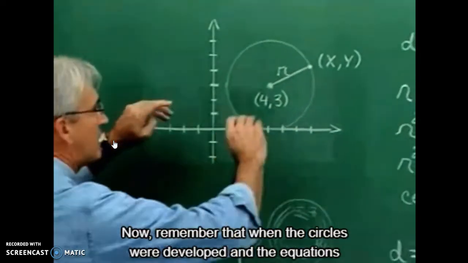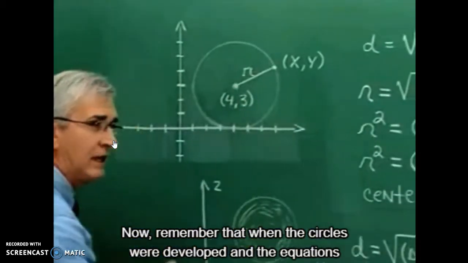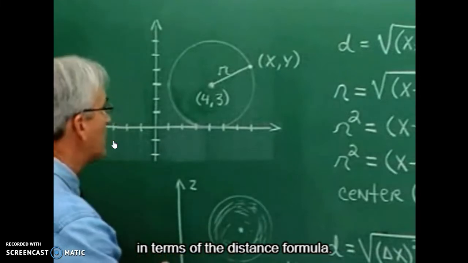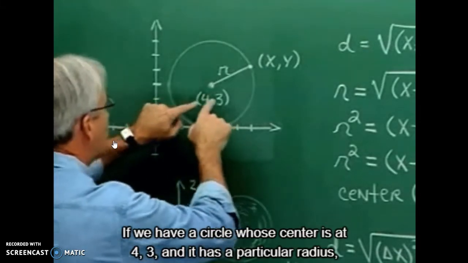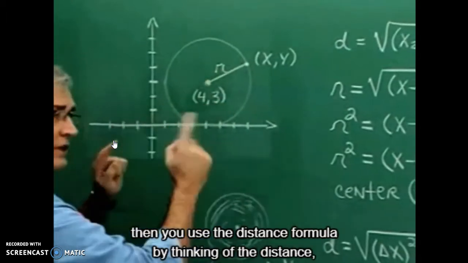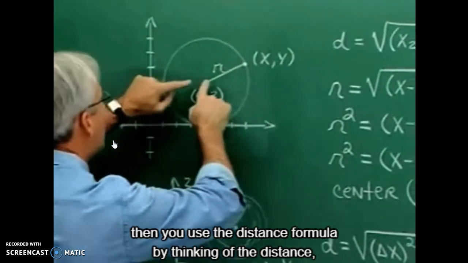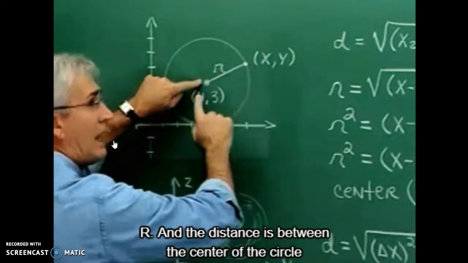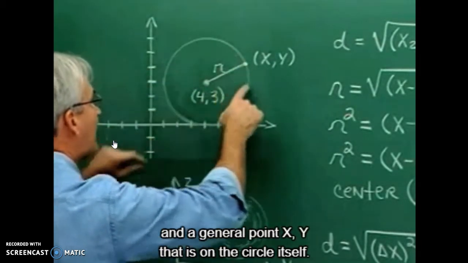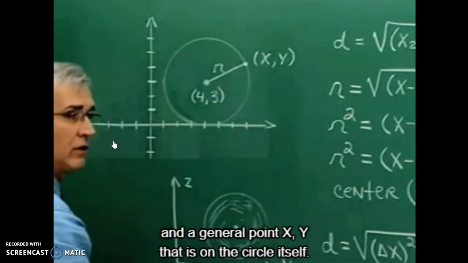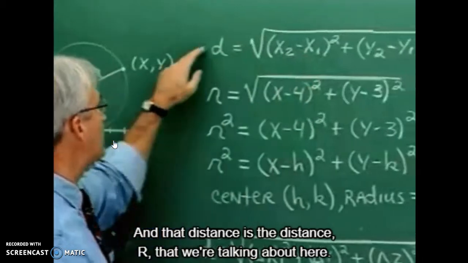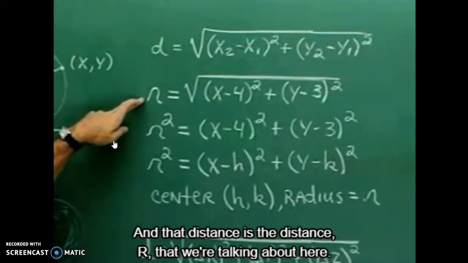Now remember that when the circles were developed and the equations for circles were developed, they were developed in terms of the distance formula. If we have a circle whose center is at 4, 3 and it has a particular radius, then you use the distance formula by thinking of the distance r, and the distance is between the center of the circle and a general point xy that is on the circle itself. The distance formula is this, and that distance is the distance r that we're talking about here.